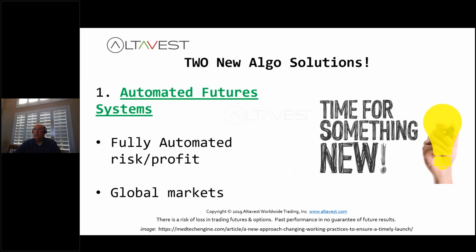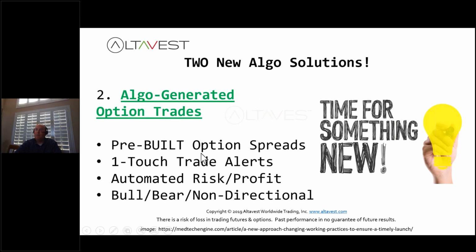We're going to look at two new solutions: automated futures systems, fully automated risk and profit controls, and basically they do the trading for you in various market sectors, and then algo-generated option spreads. So these are pre-built options trades, and there's also a trade alert functionality. We're going to show you that. You've never seen anything like this one before, and I can say that because I haven't seen it, and I think I've seen just about everything there is out there in terms of the options technology, but I don't want to get too far ahead of myself there. And with that said, let's go ahead and move forward.